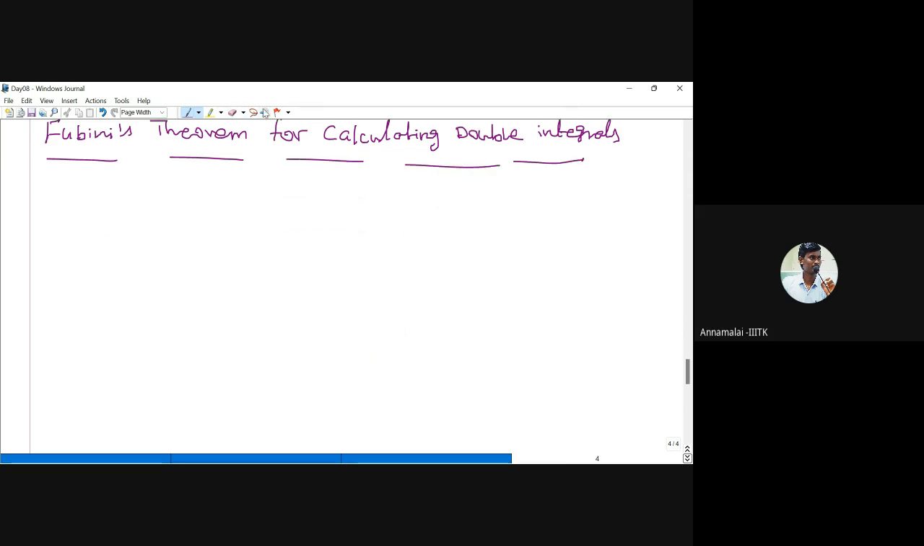Suppose we have a function f(x, y), or simply call it z. Suppose we have f(x, y) equal to 4 minus x minus y. But the function is defined on the rectangle R. What is the rectangle actually? The set of all (x, y) such that x varies from 0 to 2 and y varies from 0 to 1. Now we have to calculate this one.